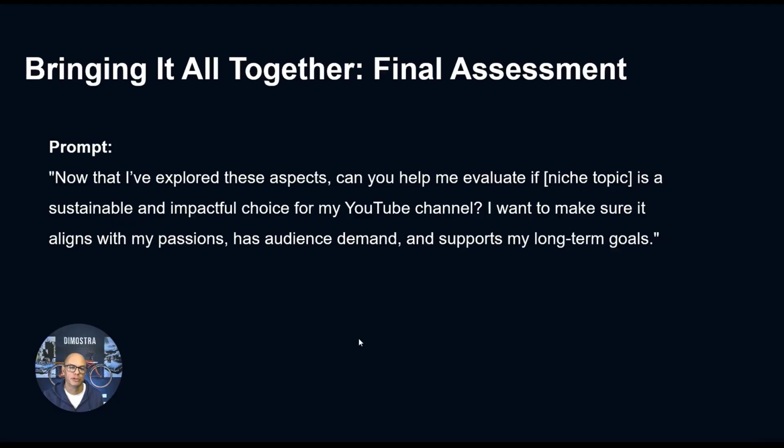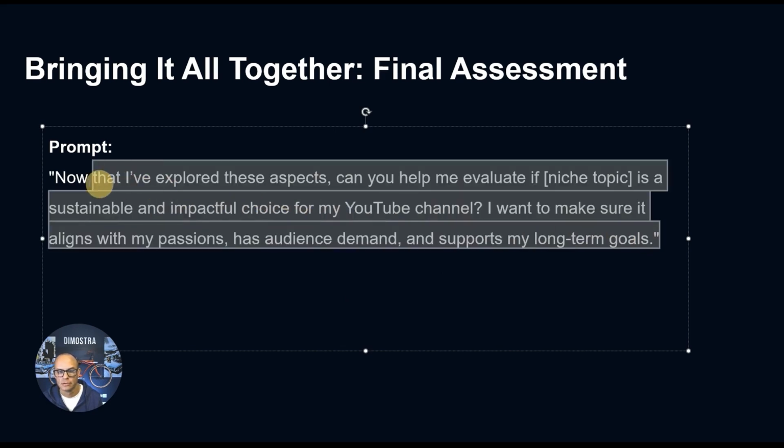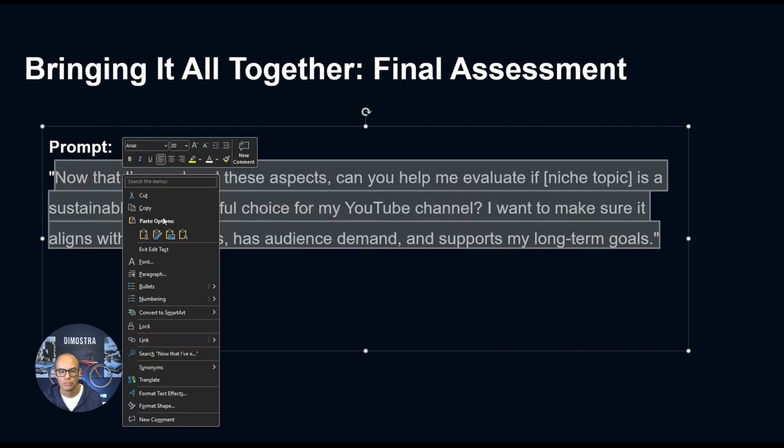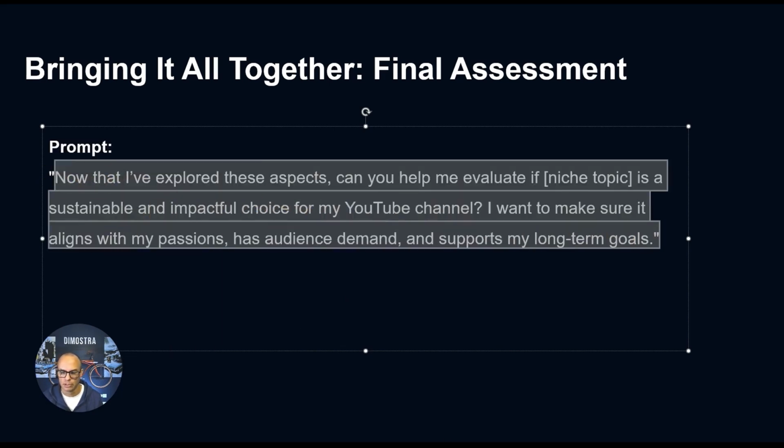Now that we've built out all this data, let's ask ChatGPT if they think this will be a feasible niche. And we do that with this prompt. Now that I've explored all these aspects, can you help me evaluate if this niche is a sustainable and impactful choice for my YouTube channel? I want to make sure it aligns with my passions, has audience demand, and supports my long-term goals. Copy this.